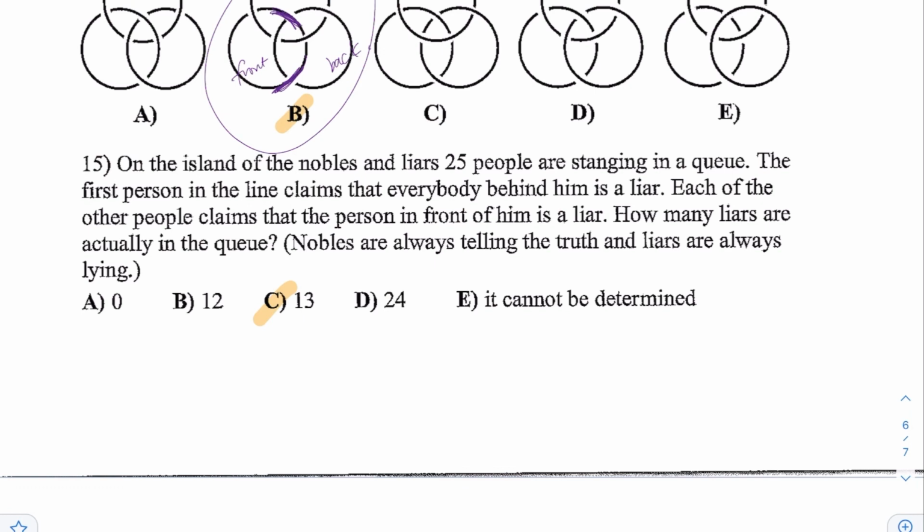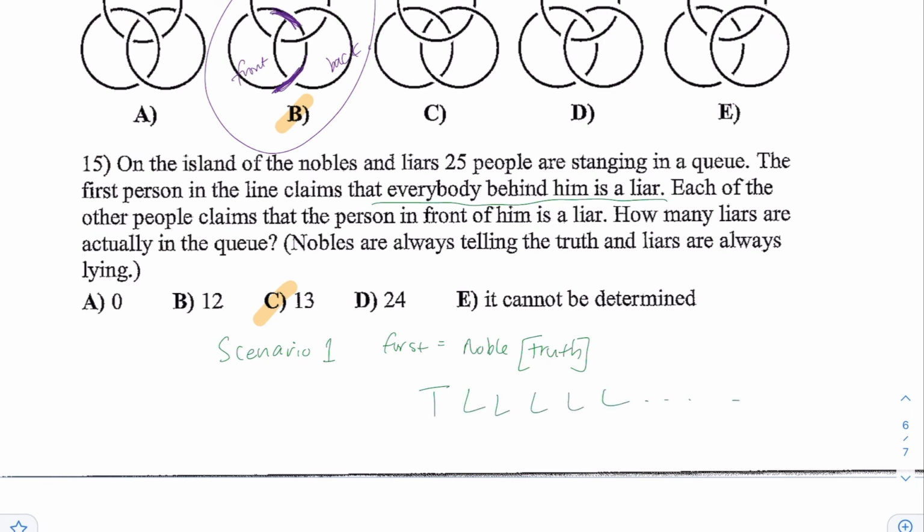So here you have 25 people standing in line, and you don't know who's telling the truth or who's lying, so you have to assume either scenario. So scenario 1, the first person could be a noble. If the first person's a noble, that means it's a truth teller, and the first person is saying that everyone behind him is a liar. So if this person's telling the truth, then everyone behind him is a liar.